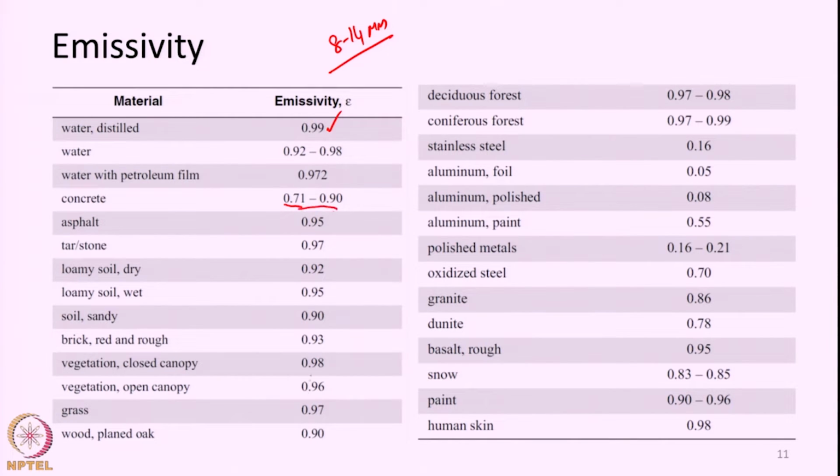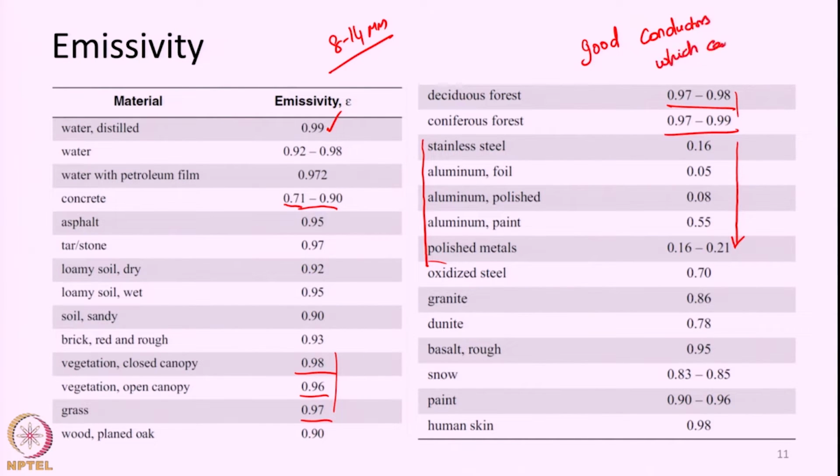If you look at vegetation, here you can observe forest, all these vegetation related things have fairly high emissivity, 0.95 or 0.96 and above. Whereas if you look at metals, aluminum, stainless steel, polished metals, etc., all these things have very low emissivity values. So, normally metals, which are good conductors of heat and which can reflect a lot, normally metal surfaces can reflect a lot of energy.